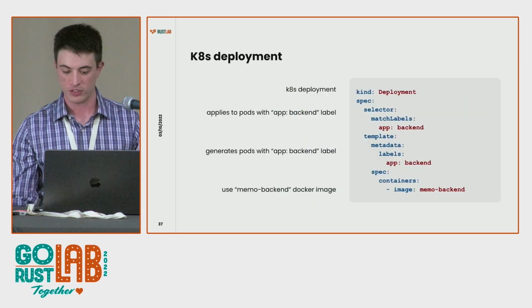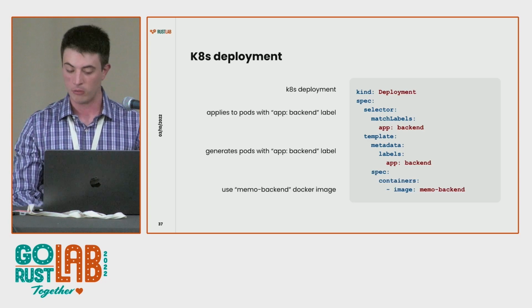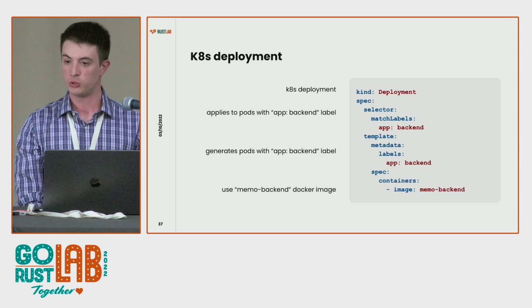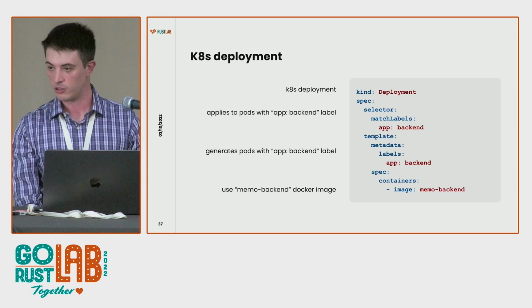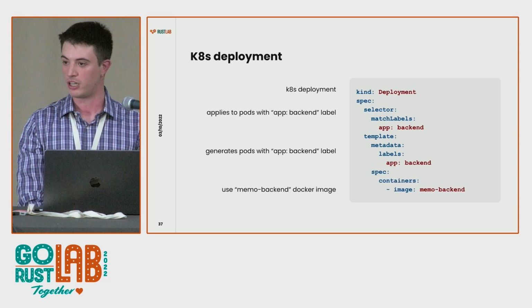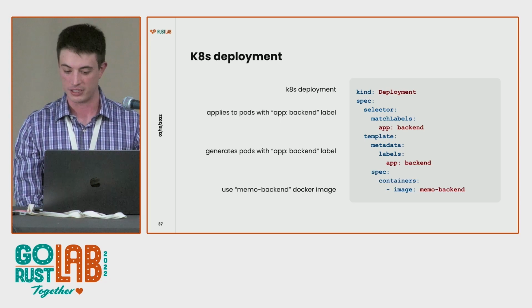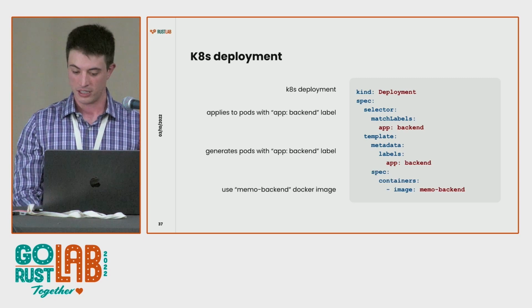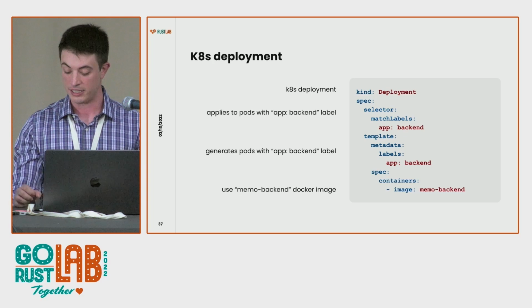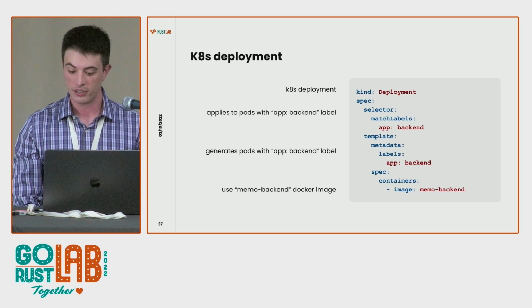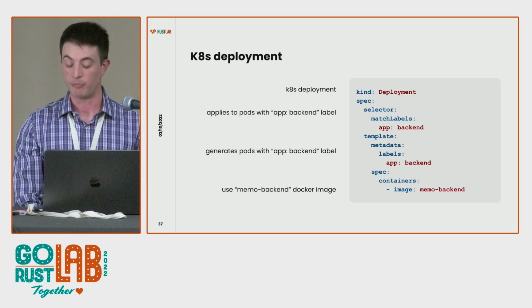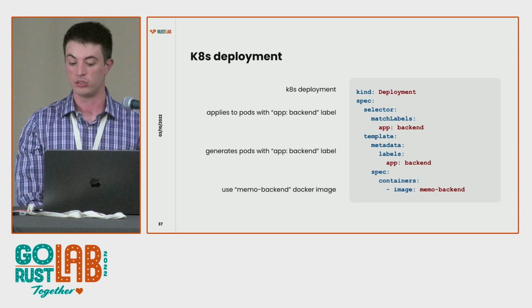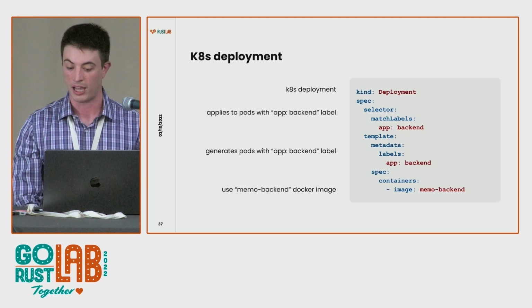So just a few words about the various terms that I've used. We have a deployment, which is used to manage pods, essentially to spin up containers from certain images. In this case, this deployment is going to take, you see there at the bottom, the memo backend image that we generated earlier, and is going to create pods based off that image, and each pod is going to be tagged with the label app backend.